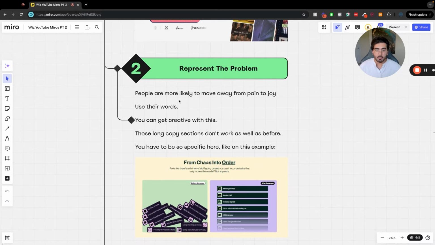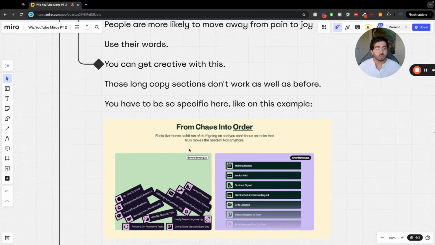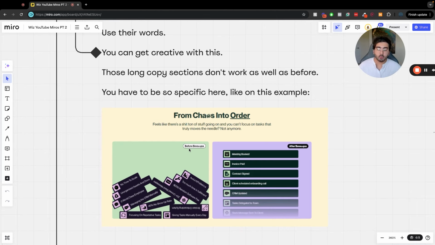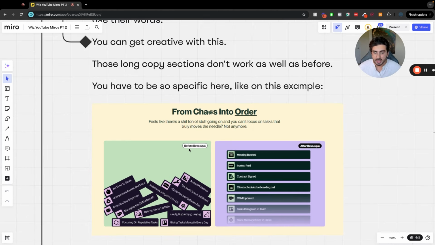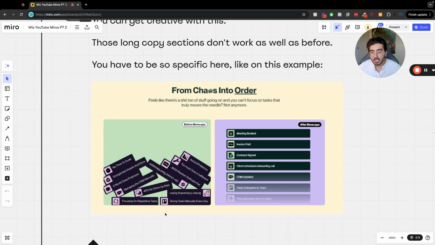So represent the problem. People are more likely to move away from pain than toward joy, meaning people want to remove a pain from their life. So you're going to use their words. You can get creative with this. Those long copy sections don't work as well as before. You don't need some crazy direct response landing page if you have a high ticket offer. What you should be doing instead is studying the terminology that your perfect prospect uses and then showcasing the pain points that they have and showing how you are going to be solving them. For example, these are the most common issues that the prospect has and here's exactly how it's solved.